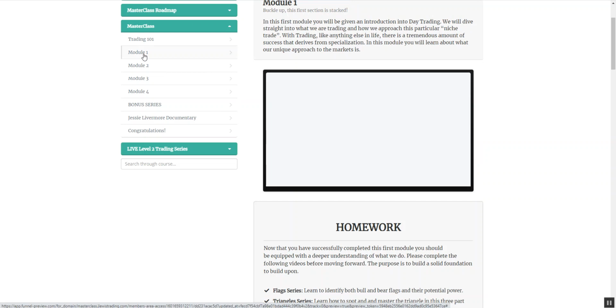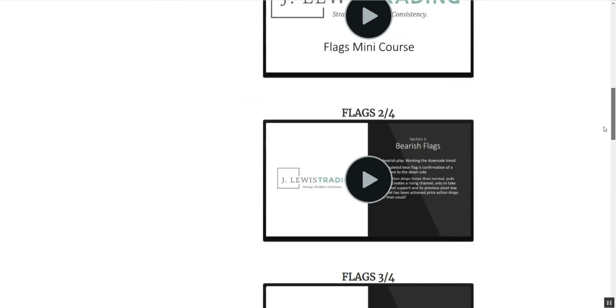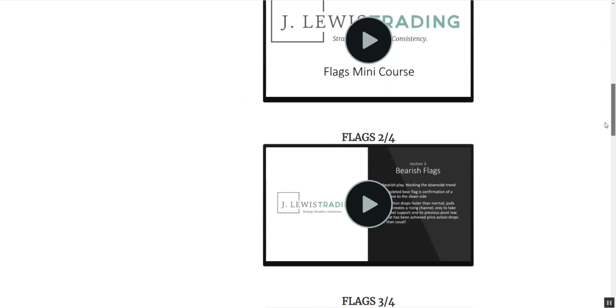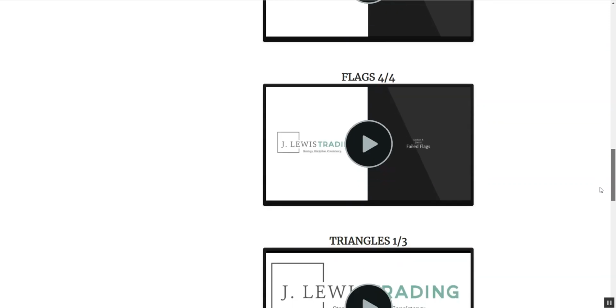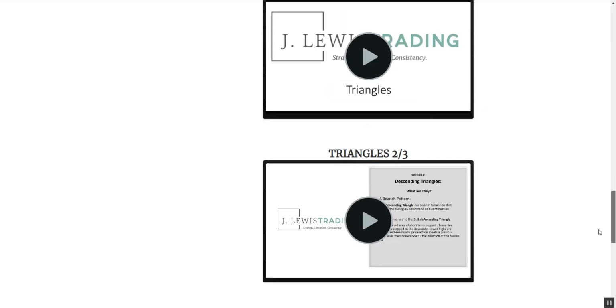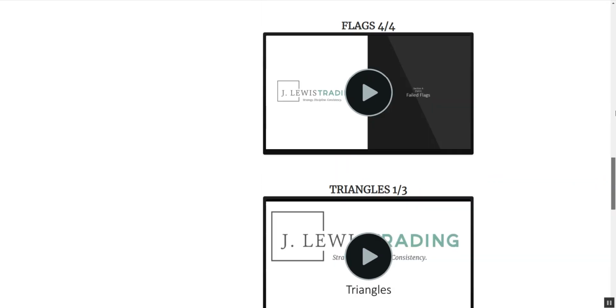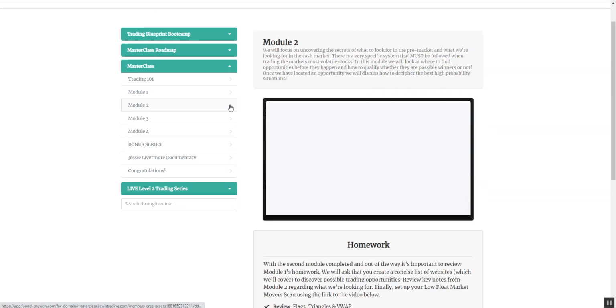So remember, you've got Module 1, and there are going to be a host of different videos through here. This is going to be flags, so you've got part 1 of 4, part 2 of 4, 3, and 4 of 4 of flags, and then we get into the triangles, and there are 3 different videos there about those patterns as well. These are 2 high probability patterns that I use constantly, and so we spend a lot of time diving in to how those patterns work.